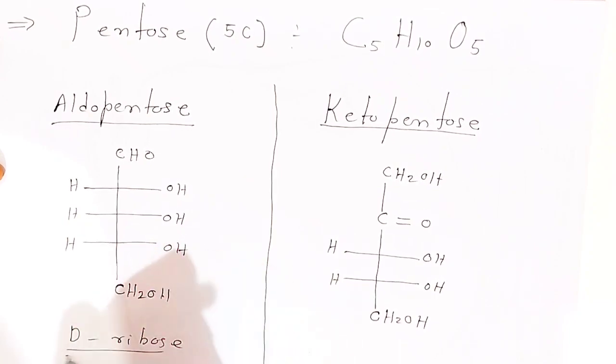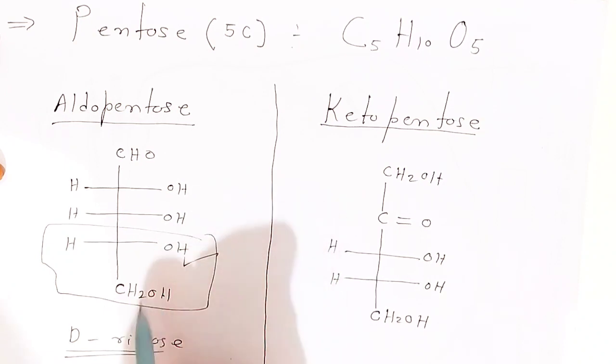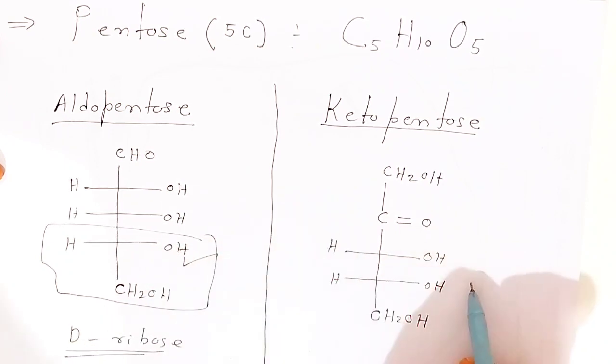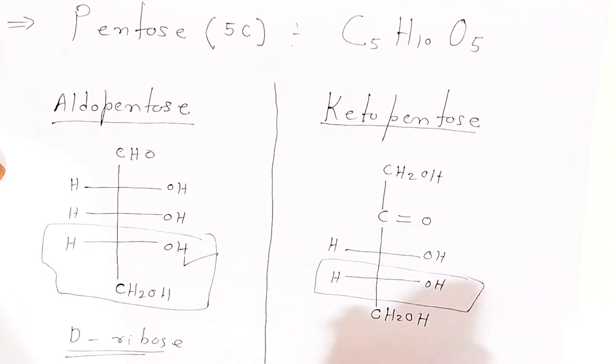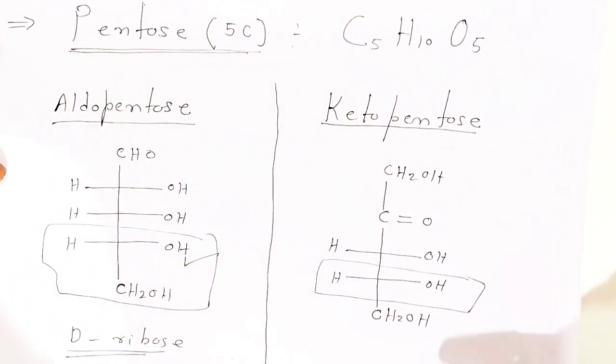Okay, students. Why is it D, students? Here, because of this hydroxyl group, we call it D-ribose. Here the hydroxyl group is present. This is also a D type of sugar, students. So D-ribose is a very important example of pentose, aldopentose. Okay, students. Now we are going to see, students, one more example that is called hexose.